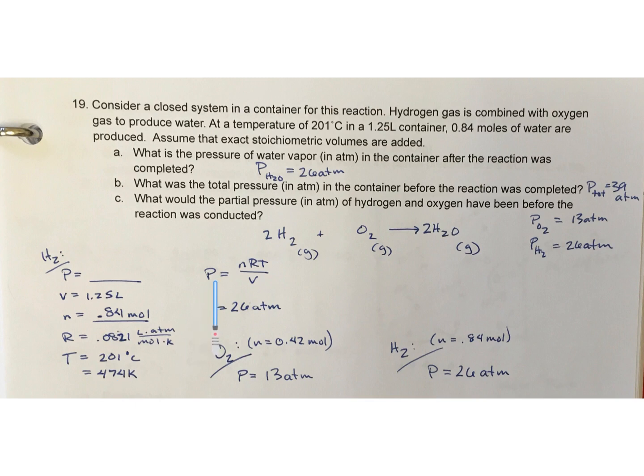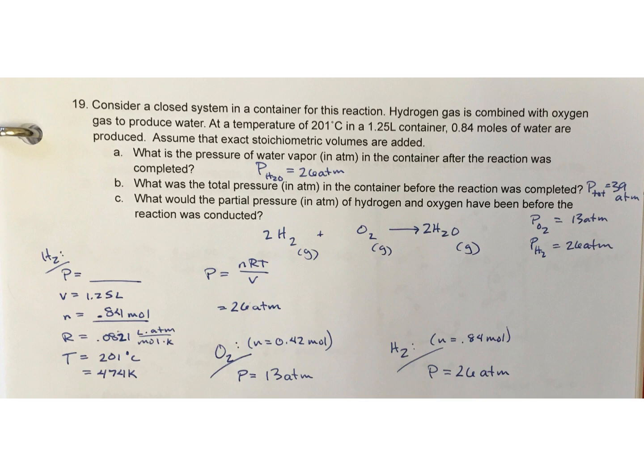So P for hydrogen, nRT over V, is 26 atmospheres. Because oxygen is half the number of moles of hydrogen, the pressure is 13 atmospheres. So the partial pressure of oxygen is 13. The partial pressure of hydrogen would have been 26. For water, we just take PV equals nRT, with all of these values that were available.